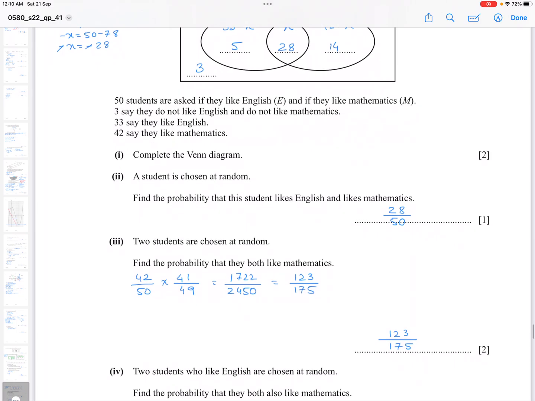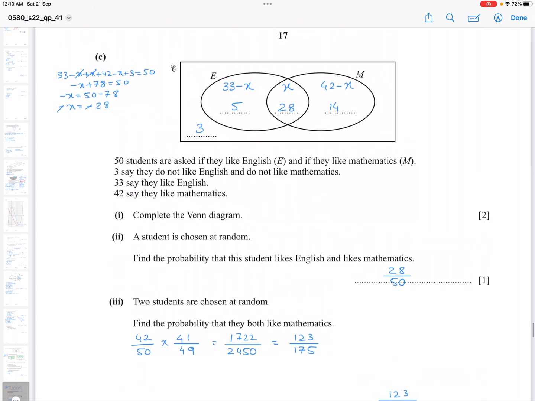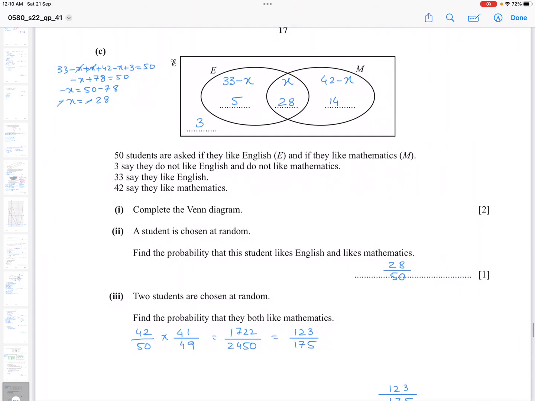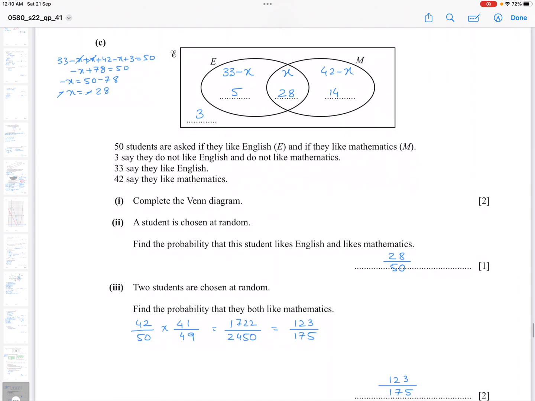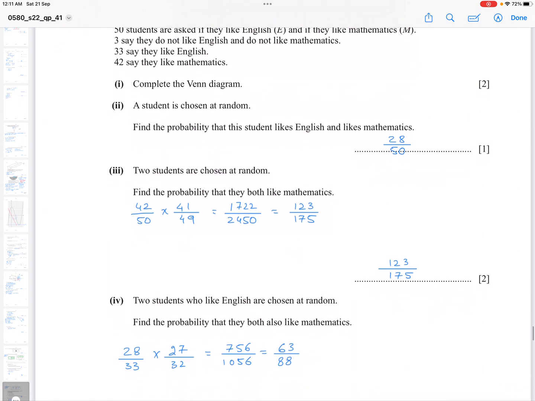Two students are chosen at random. Find the probability that they both like mathematics. So mathematics are 42 students. 42 over 50, the first student, and the second from the same group. So it would be written as 41 over 49. So simplify it, you get 123 over 175.